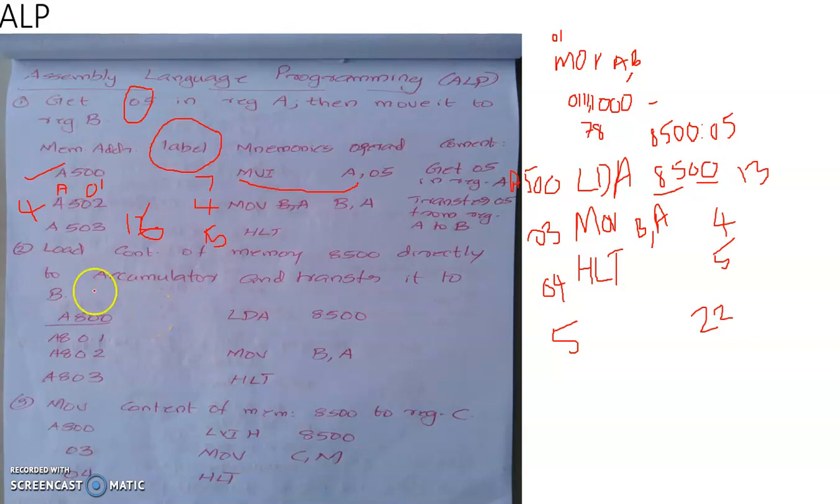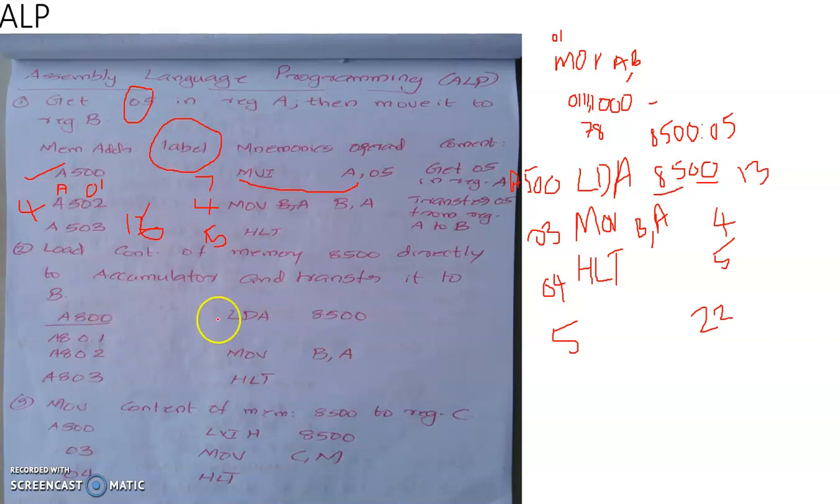Let's consider another example. Load the content of memory location 8500 directly to the accumulator and transfer it to register B. This is the same program we have done in a different manner. From A800 onwards I am writing the program. LDA 8500 is a 3-byte instruction, so locations 00, 01, 02 will be used for completing this instruction.